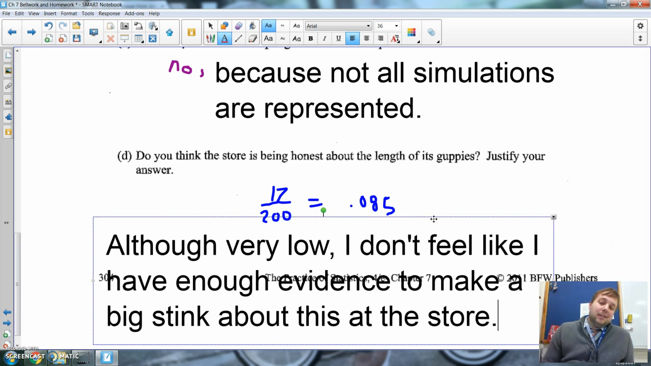I'm not going to go in there and raise hell and knock over a bunch of fish tanks and say, you cheated me on my lengths of fish. If it was less than 5, though, I definitely would. You know, I'd take a zapper and just kill every last fish in there. But that's just me.